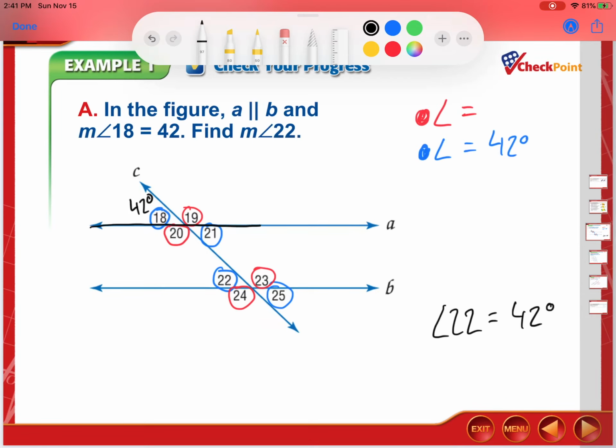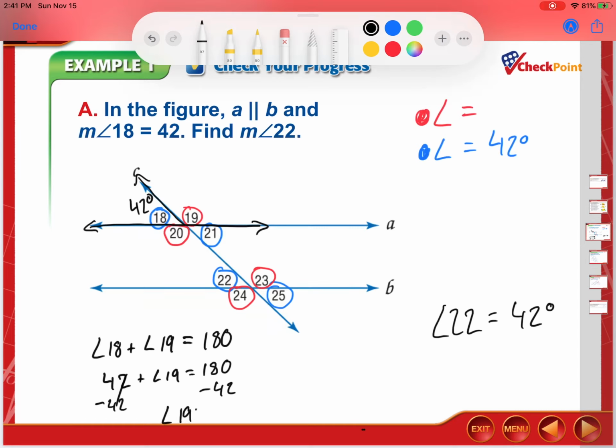So what I'm going to do is highlight just this top bit here. So this and this. We have two angles that added together equal 180 degrees, so they are a linear pair. And I can solve this linear pair. So I know angle 18 plus angle 19 equals 180 degrees. And I know angle 18 equals 42 degrees. So I'm going to substitute in 42 plus angle 19 equals 180, and then I'm going to solve it for angle 19.